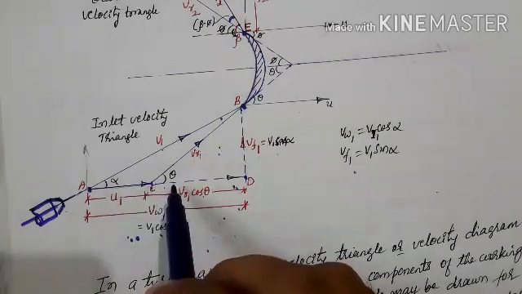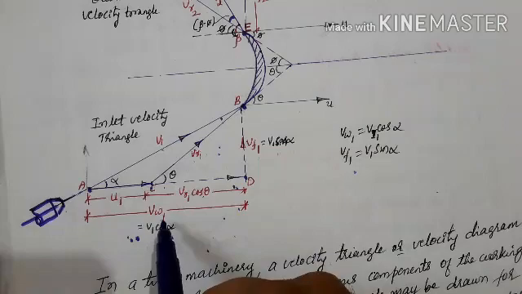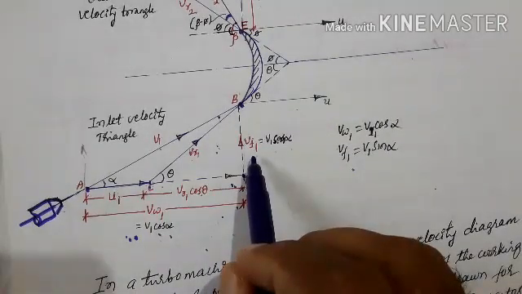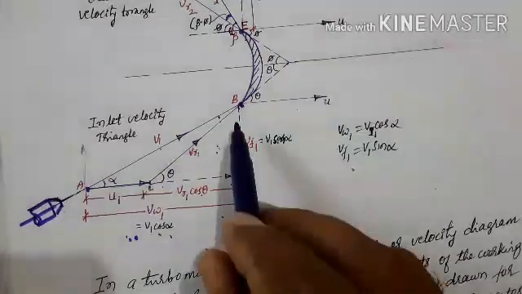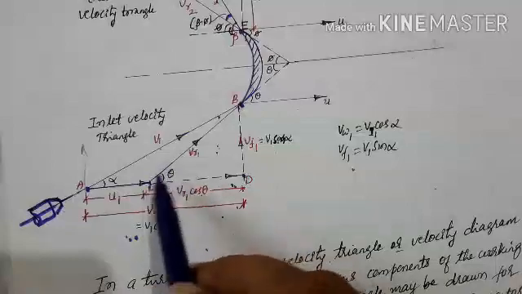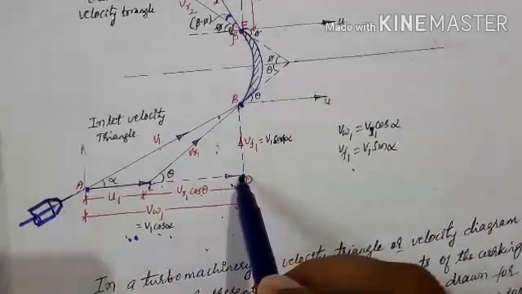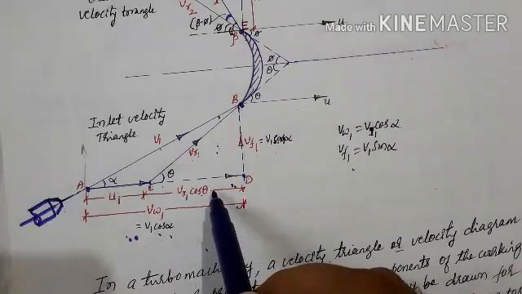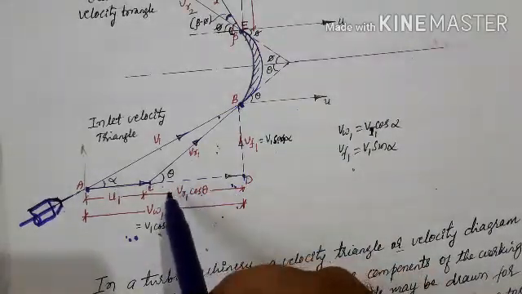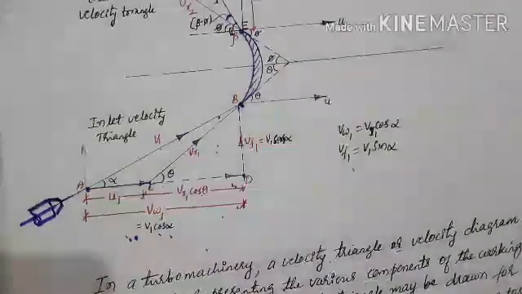Then theta represents the inlet blade angle, vr1 represents the relative velocity at inlet, vw1 is the whirl velocity at inlet, and vf1 is the flow velocity at inlet. These vw1 and vf1 are the components of v1 in the horizontal and vertical directions. The jet enters the blade passage with velocity vr1, making an angle theta with the horizontal. When you resolve vr1 into vertical and horizontal directions, you get vr1 cos theta, the horizontal component, and vr1 sin theta.